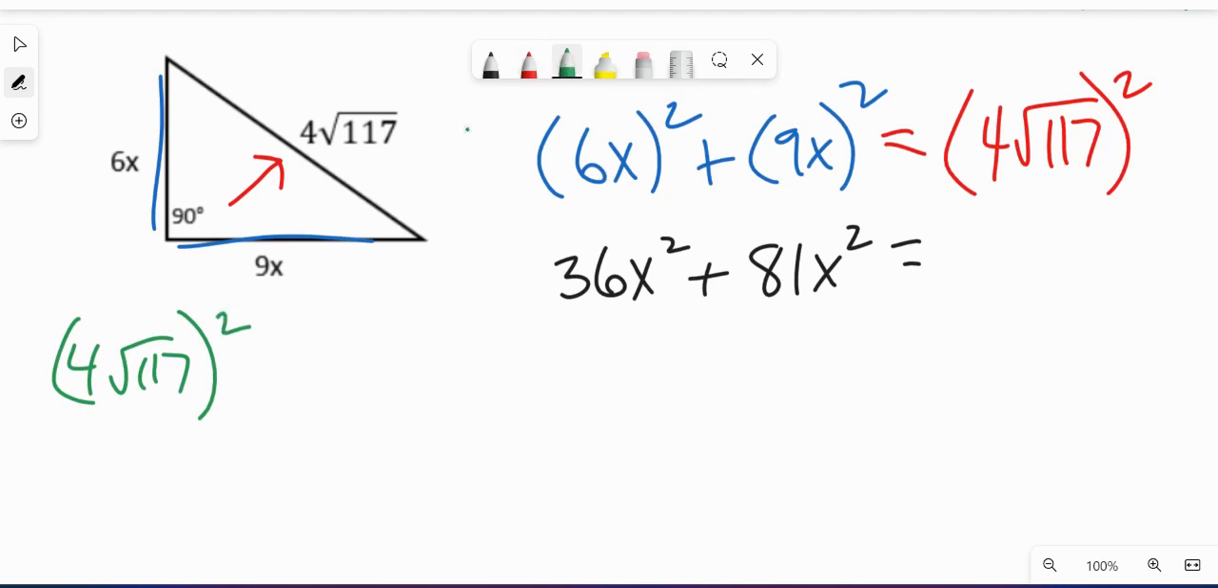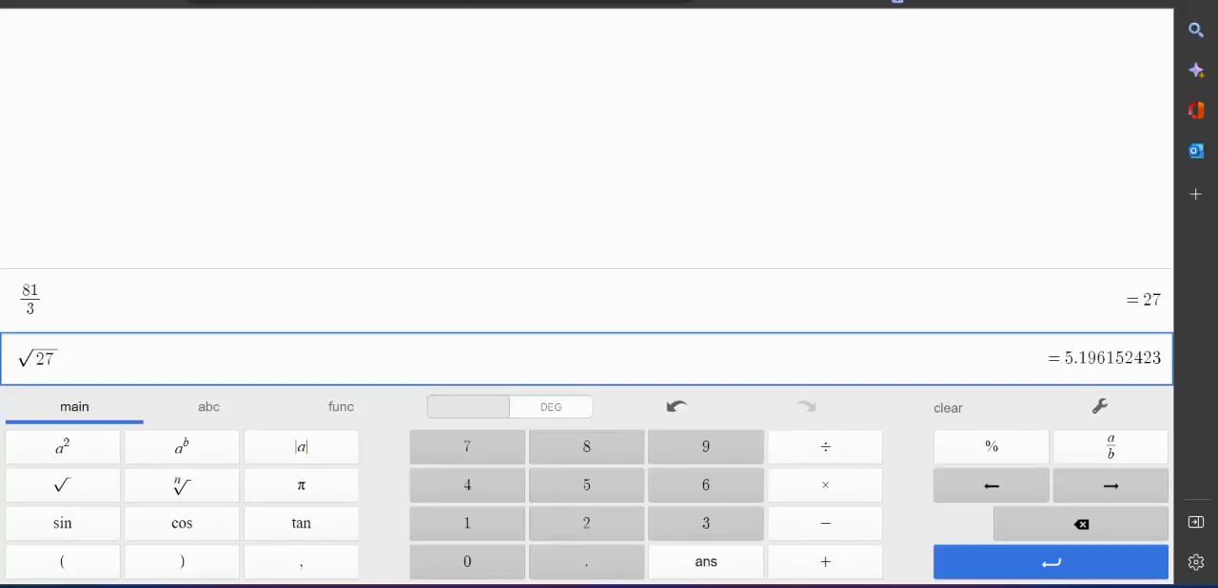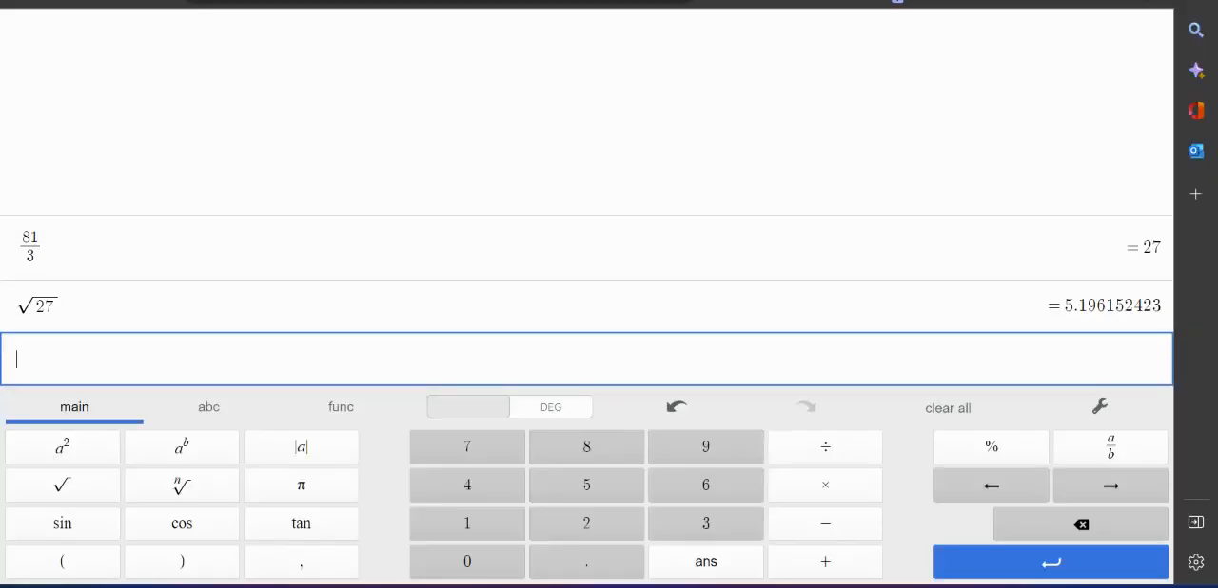So you would square both the 4 and the square root of 117. So it's actually 4 squared times the square root of 117 squared. 4 squared is 16. The square root of 117 squared is just 117. And you multiply those together. Yikes, that might be ugly. 16 times 117 is 1872.